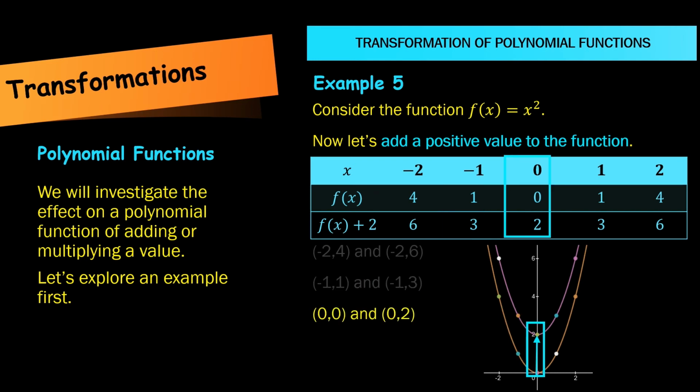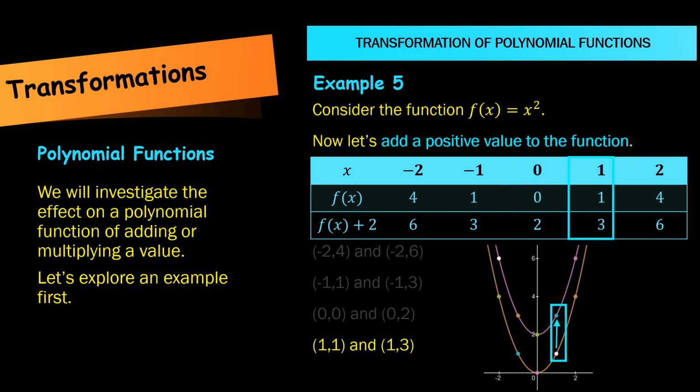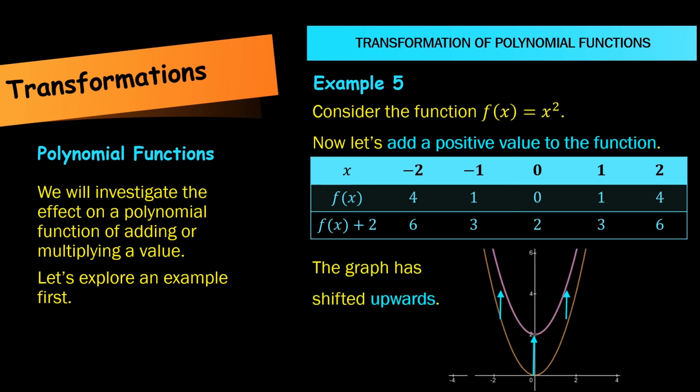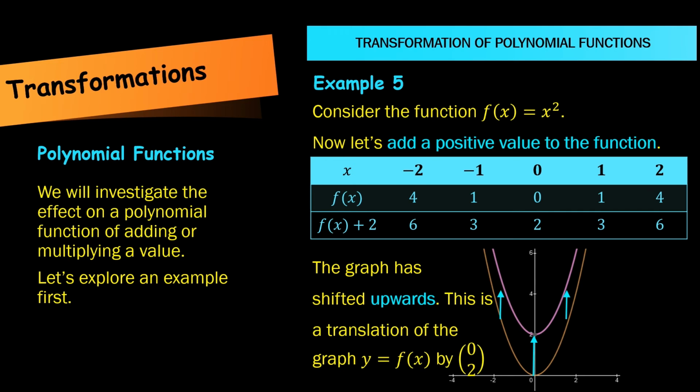When x is 0, y goes from 0 to 2. When x is 1, y goes from 1 to 3. When x is 2, y goes from 4 to 6. And as you can see, the graph has shifted upwards. This is a translation of the graph y equals f of x by 0, 2.